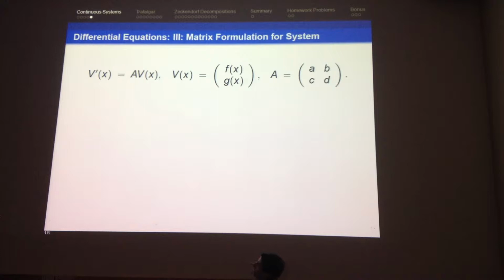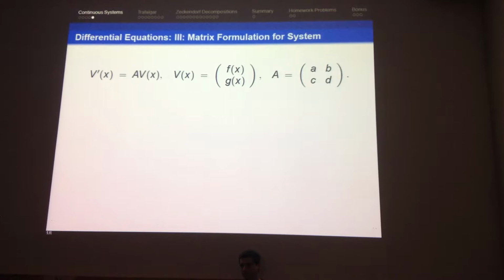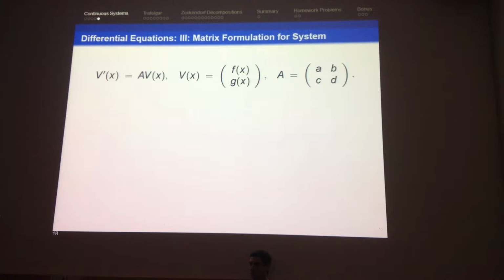Does v prime of x equal A v of x? Does that look like anything we've seen before? We've seen something almost identical to this. Where have we seen this? In what case? e to the ax.